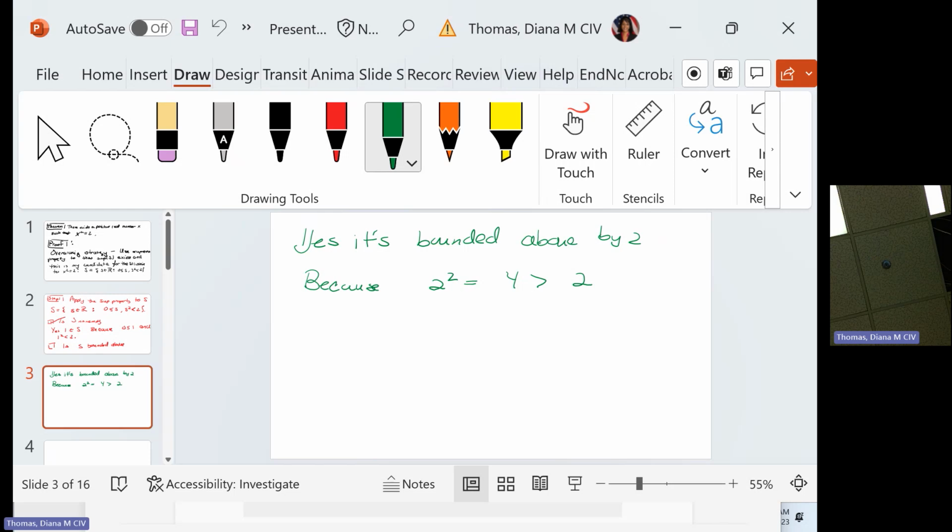It doesn't satisfy the constraint. So there's a number that doesn't satisfy the constraint and it's above everything else. I'll go back here and put my check mark here.